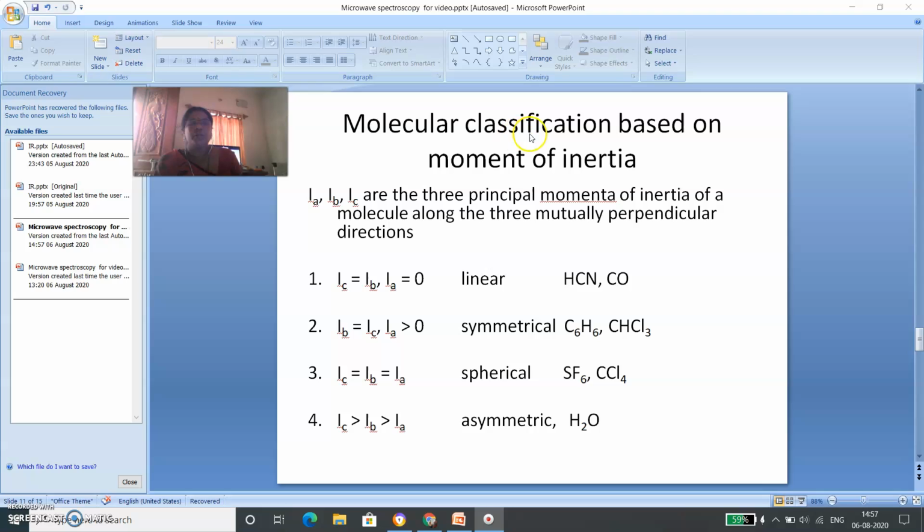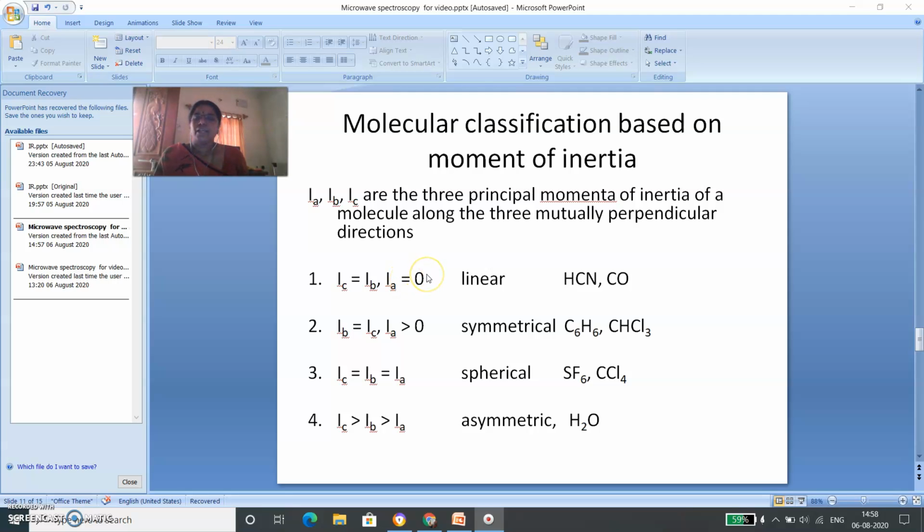This is the molecular classification based upon moment of inertia. As I said, I is nothing but moment of inertia. This can be explained in terms of A, B, C, which are the three principal moments of inertia of a molecule along three mutually perpendicular directions. In the Schrodinger wave equation, we used to call them X, Y, Z, right? Like this, instead of X, Y, Z, we are going to take A, B, C, all three mutually perpendicular to each other.